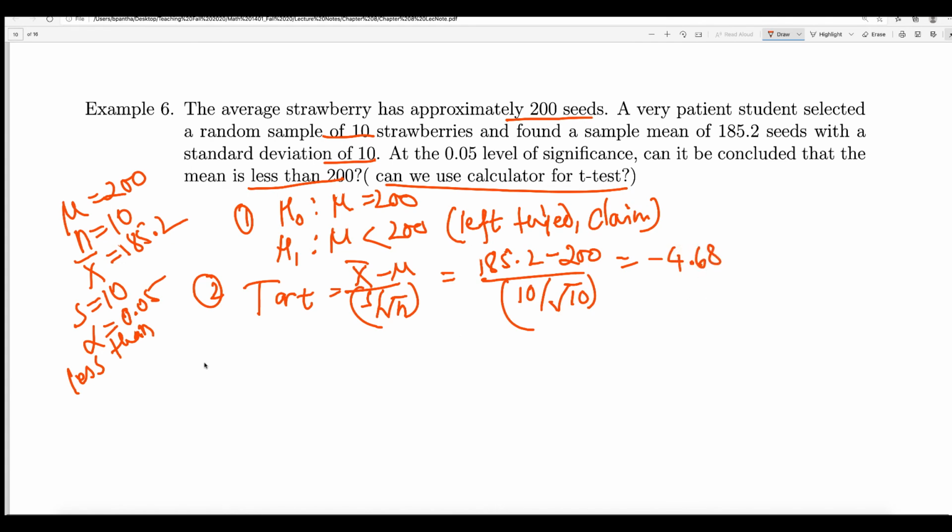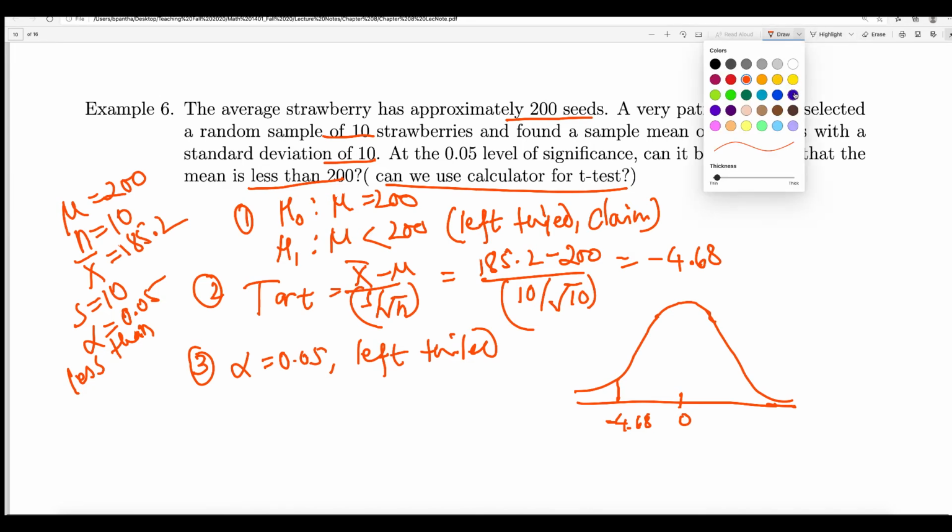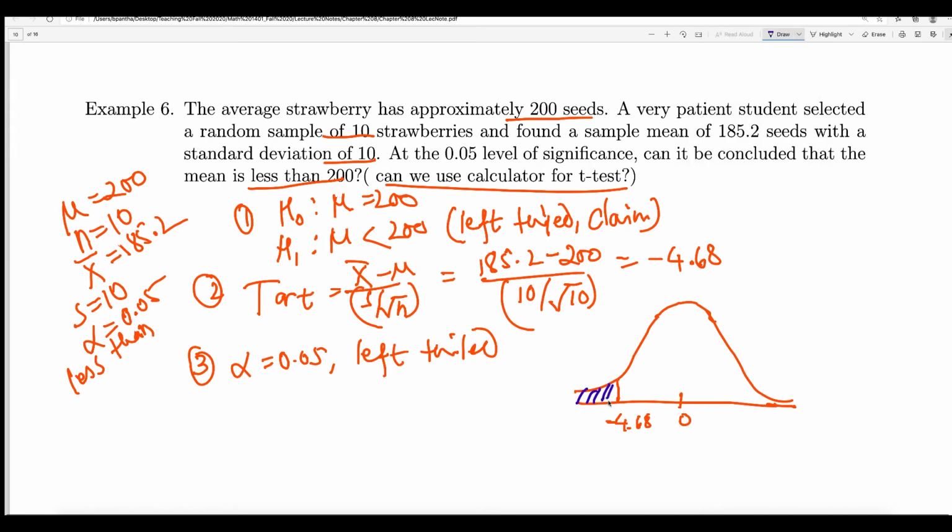Okay. Now, what is the p-value? Number 3. So alpha is 0.05, left-tailed, right? So the p-value in this case will be the area left of the test statistic. See, this is 0, and negative 4.68 will be here. All right. So I want to find out the area left of that. Okay. So the p-value is the area left of that.